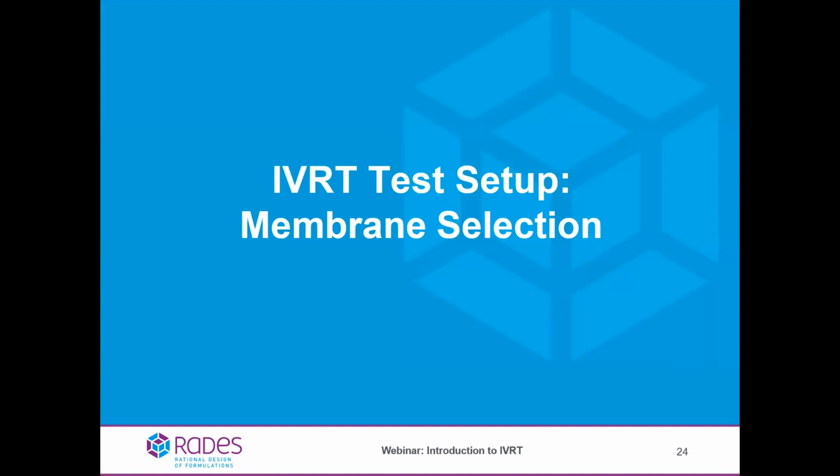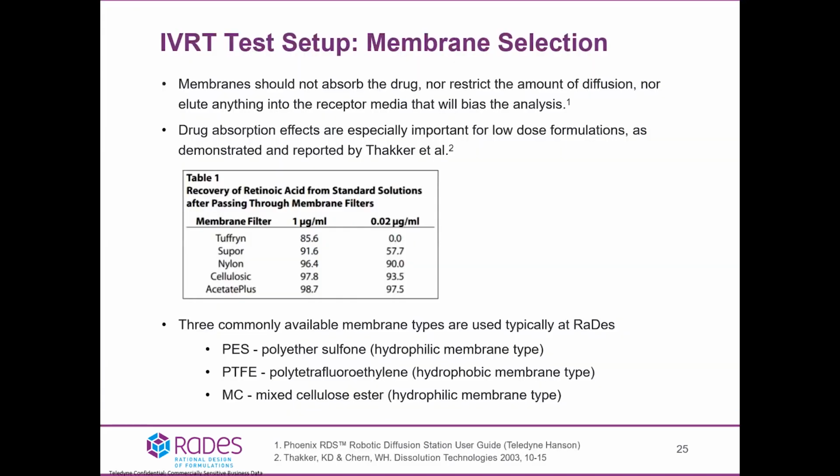Membrane selection. After choosing a receiver medium, the selection of a suitable membrane is also important. The membrane itself should only separate the formulation from the receiver medium and should have no effect on the release rate due to absorption or any other rate-limiting effects. Tucker et al. reported such absorption effects for retinoic acid. The absorption effect could be critical, especially at low API concentrations, and should be investigated during membrane selection.